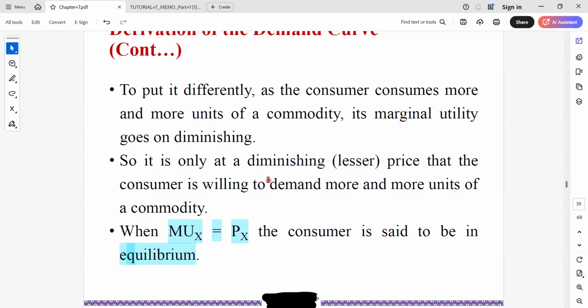Economics can sometimes be an assumption, sometimes the things that we learn are true. Because obviously if your price is decreasing, you're going to demand more of a particular good, right? And then when marginal utility is equal to price, the consumer is said to be in equilibrium.